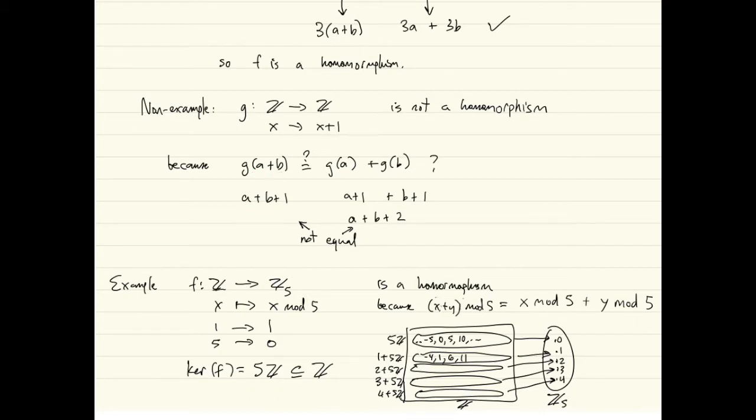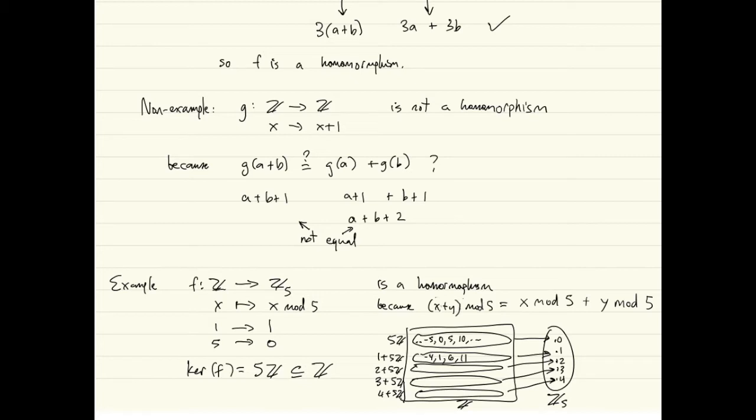Similarly, g of a is a plus 1, g of b is b plus 1, and a plus b plus 1 is not equal, in general, to a plus b plus 2. It's equal for a and b equal to 0, but the condition in being a homomorphism is for all a and b in the domain, in this case Z.